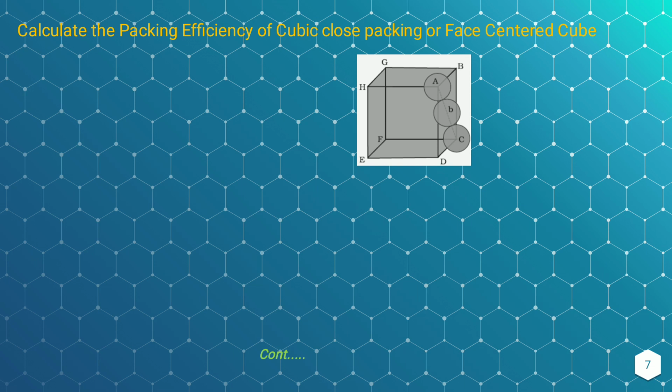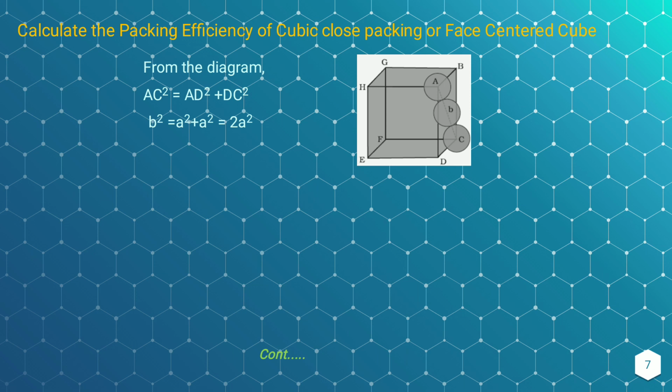Particles touch each other along the face. So if you look into the diagram, we get a triangle ADC. From that, by applying the Pythagoras theorem, AC square is equal to AD square plus DC square, where AD and DC are edge length, that is A. AC is the face diagonal represented by B. So we get B square is equal to A square plus A square, that is 2A square.